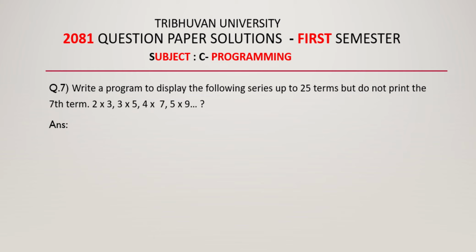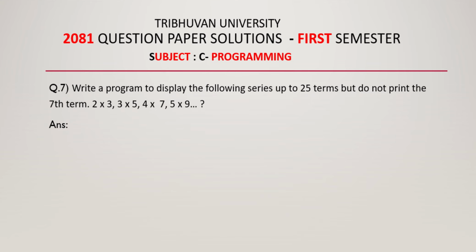Hello students, today we'll discuss question Qno.7 from the 2081 C programming question paper. This question asks us to display a series up to 25 terms, but there's a twist: we should not print the 7th term. The series looks like this: 2 by 3, 3 by 5, 4 by 7, 5 by 9, ... We'll understand how this logic works and then go through the code step by step.